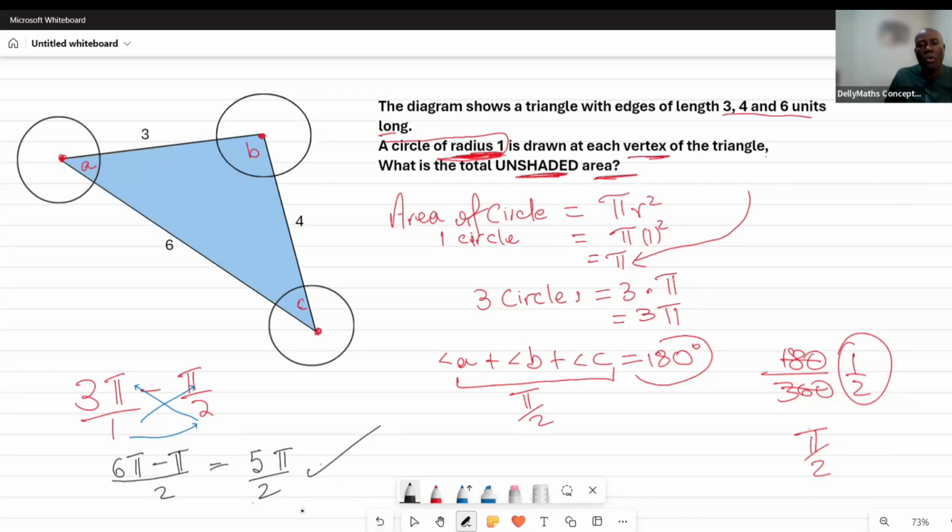And there we have it. Or we could say 2.5 pi. Okay, so here's the deal. And that's the area for the unshaded region.